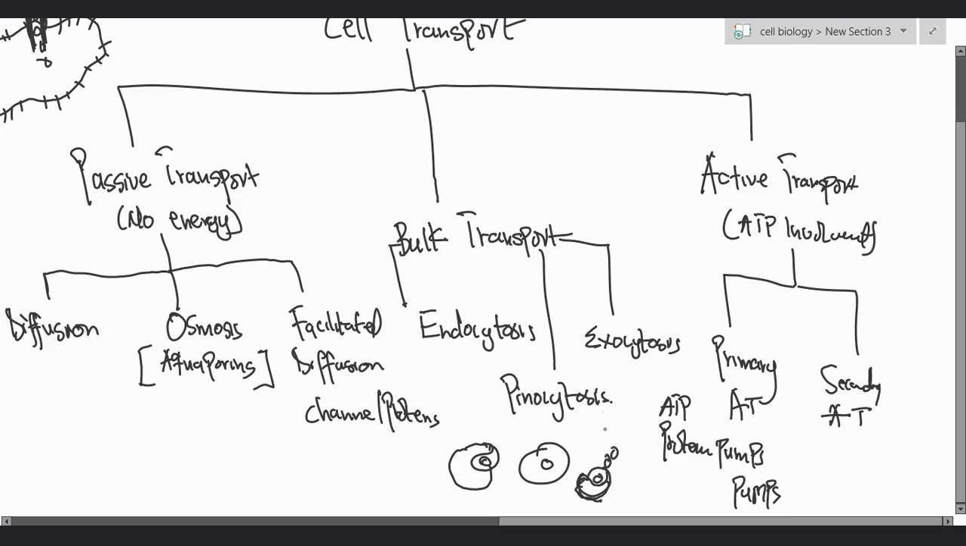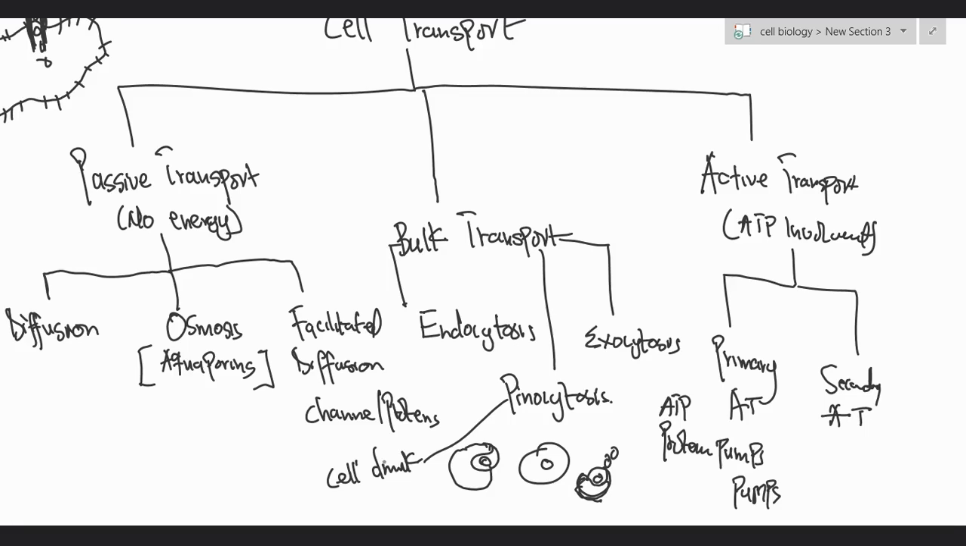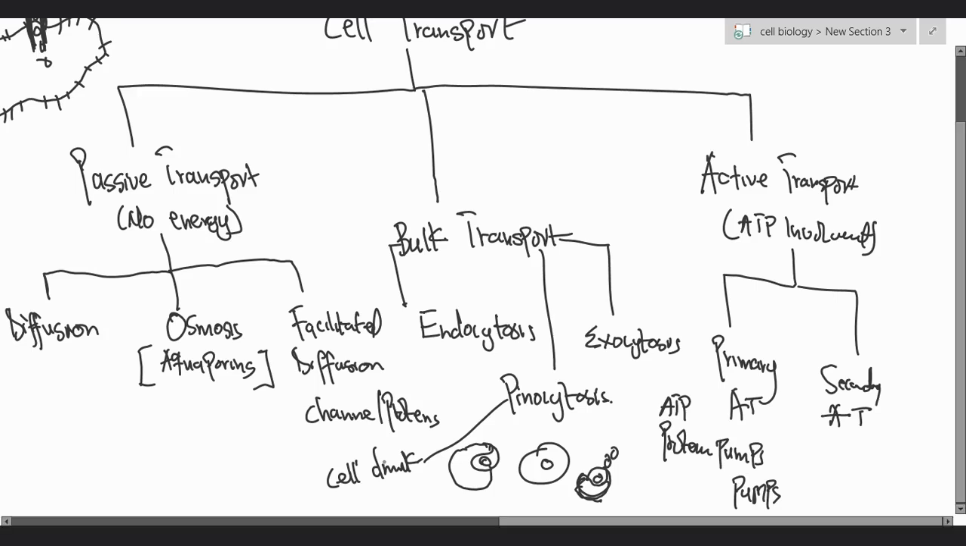So that is exocytosis. And then pinocytosis is also known as cell drinking. For pinocytosis, it's more in a fluid form. The cells in a fluid form will capture whatever they want to allow to enter into the intracellular compartment. So that is it about the cell transports.